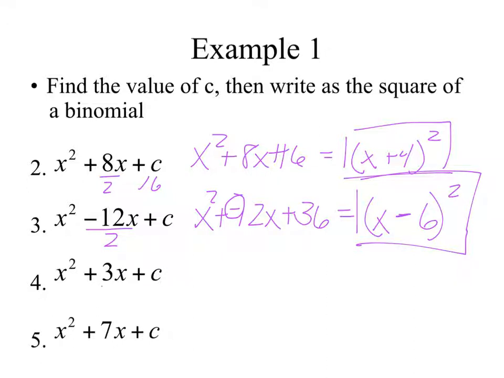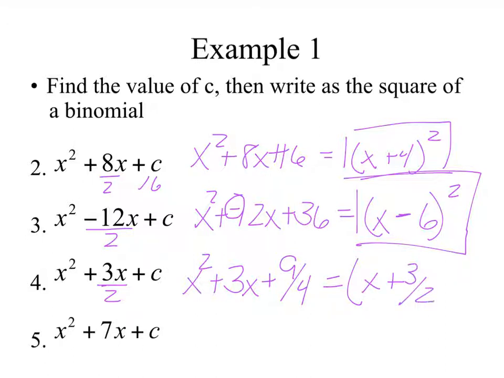Number 3, I'm going to divide 3 by 2. I'm going to square that. When I square that, it becomes my c value, and my c value becomes 9 over 4. Breaking it down to the square of a binomial, you have x plus 3 over 2. This time it's plus, or addition, because my middle term was addition. The middle term is going to indicate what your sign would be in the square of the binomial.